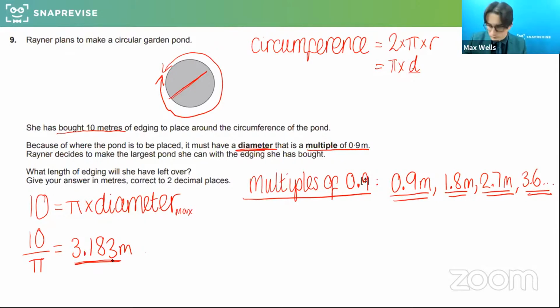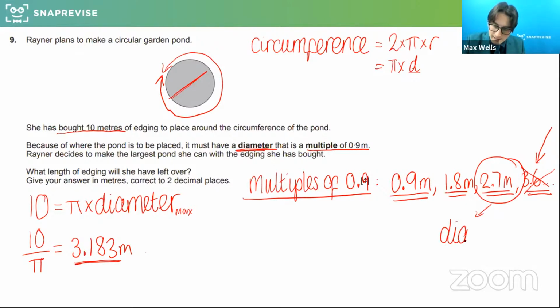Excellent. I'm just checking the chat, trying to keep up with that. Yes, excellent, Emma. You make the diameter the subject and you work out what the most that could be is. Now, because it can only be multiples of 0.9, we compare it back to these. So 3.6 is too big. So the most it can be, the one we have to go with, is 2.7 as the diameter.